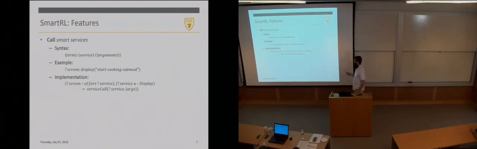This is actually currently the one that's supported by Apache Jena, because that's our underlying rule engine that we're relying on. We're also assuming the screen variable has been bound before, like present in a certain room or something like that. Screen offers a service of type display, and then we simply call this service with some arguments.